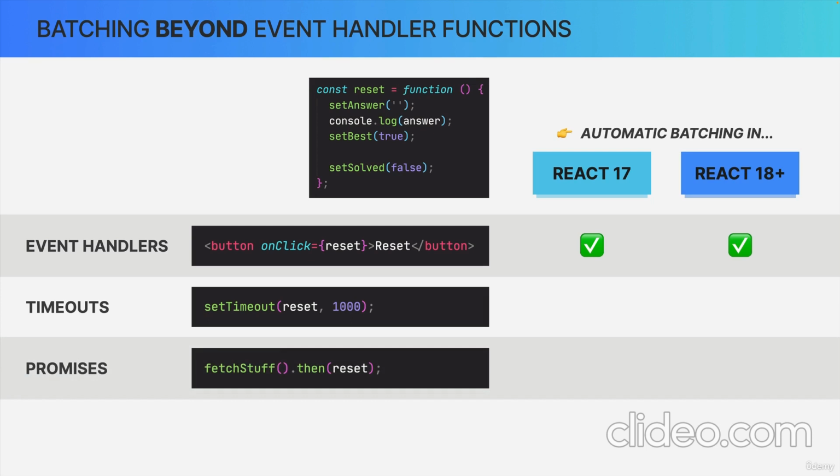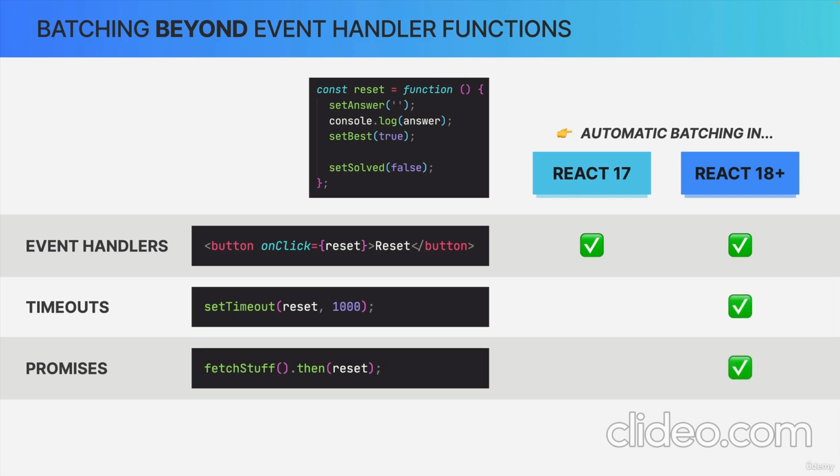Examples of that are timeouts and promises. For instance, we might want to run our reset function only a second after a click event, or we might want to run it after some data has been fetched. So it would be nice to also have automatic batching in those situations to improve performance, right?